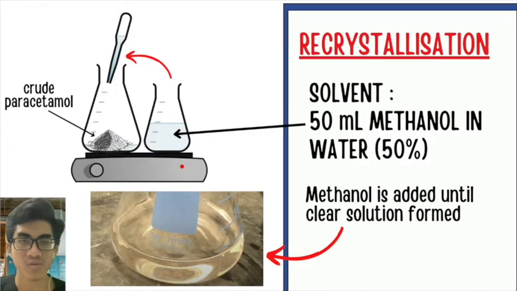To purify the paracetamol obtained, the crude product has to undergo recrystallization. The solvent used here is 50% methanol in water. 50 ml of the methanol in water is put in a conical flask and is heated on a hot plate to about 60 Celsius. All the crude product is put in another separate flask and is heated on the same hot plate. The methanol in water is then pipetted into the crude product to dissolve it. Methanol is added until all the solid is dissolved.